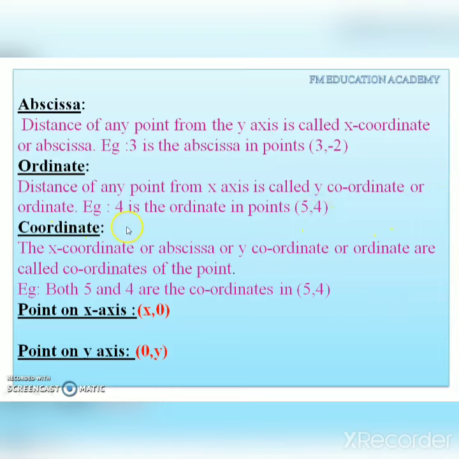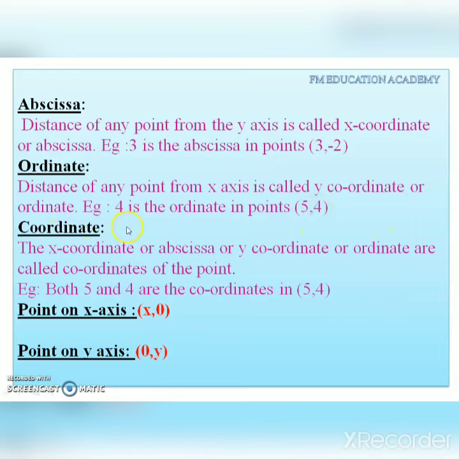Similarly, what is the point on the y-axis? The point on the y-axis is (0, y). As it is lying on the y-axis, it will have y magnitude, but as it is not lying on the x-axis, it will have 0 magnitude of x. So, always remember the point on the x-axis is (x, 0) and the point on the y-axis is (0, y).